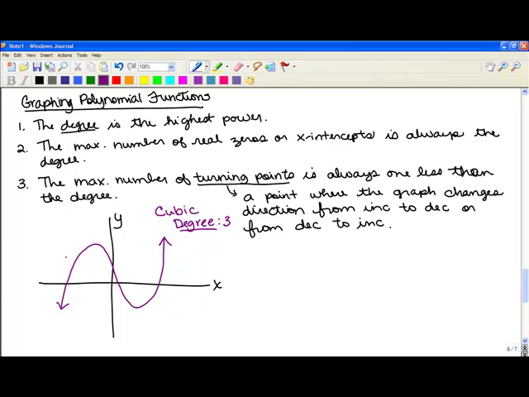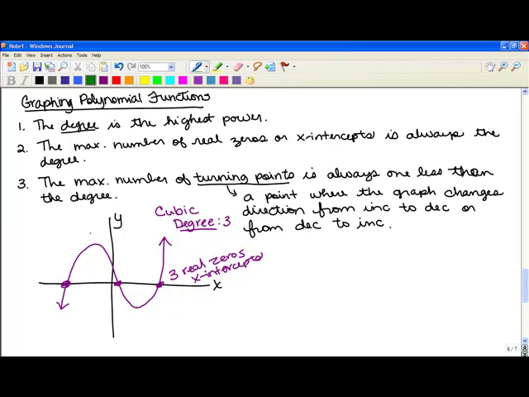Now let's take a look at how many real zeros there are. This particular graph has 1, 2, and 3 real zeros. These are also called x-intercepts. Okay, so take a look that the most that we could have is 3, which is the same as the degree, and this particular graph does have 3.